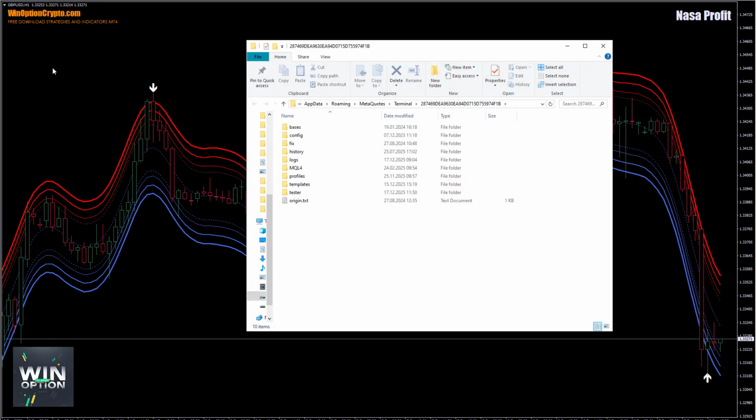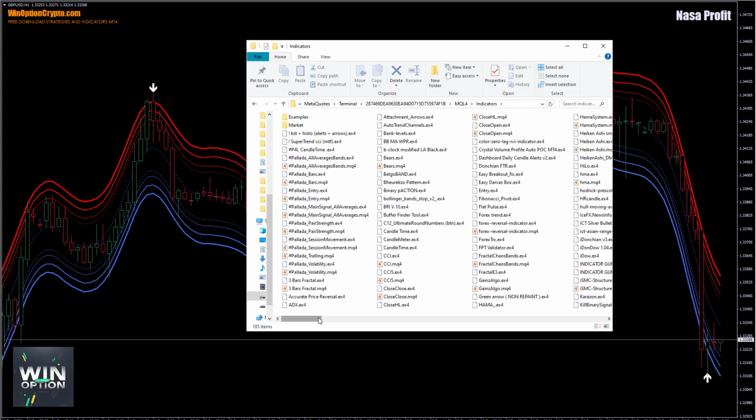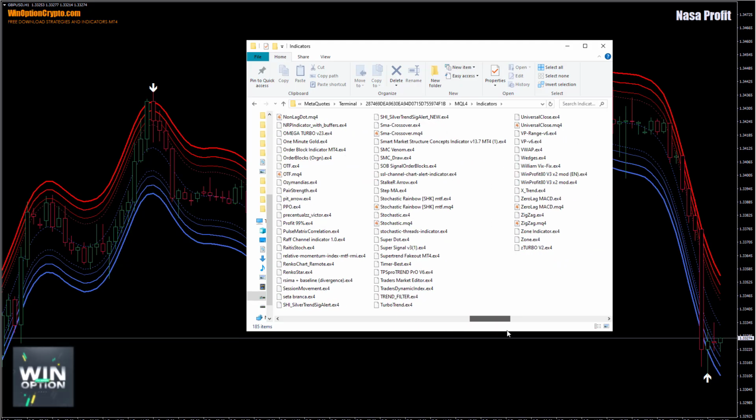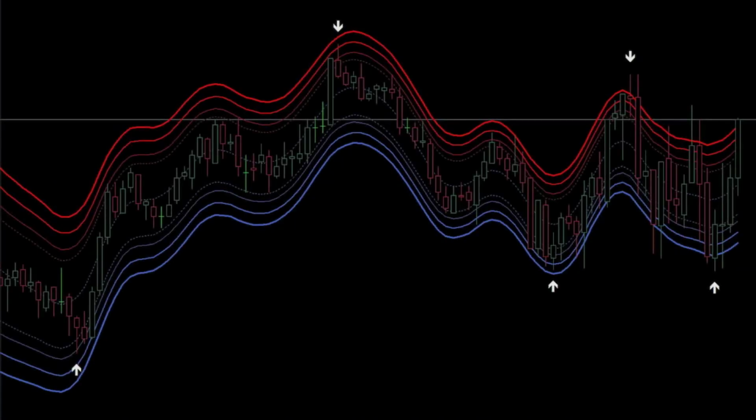The indicator itself, as well as our template with all the settings, is installed in the usual way. Nothing complicated. You can find the link to the NASA Profit archive and detailed installation instructions in the description below this video. Now, let's break down the operating principle and the key settings of this indicator.